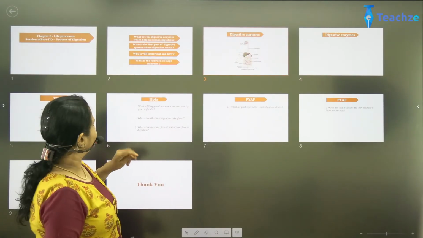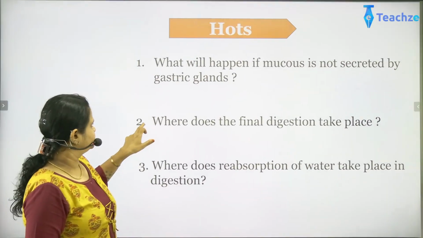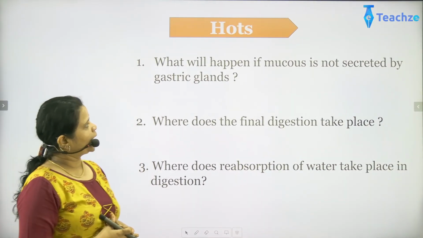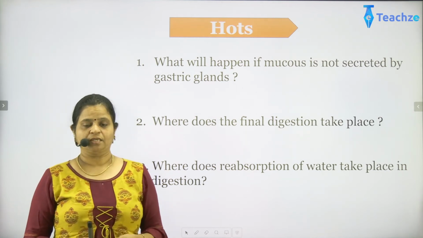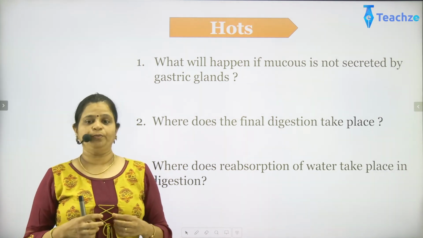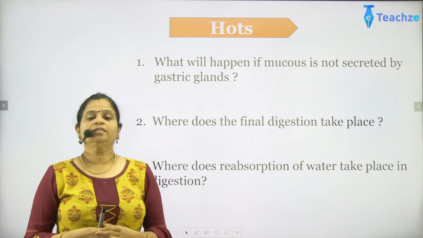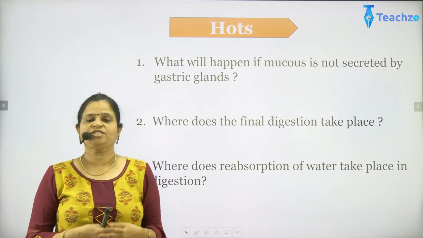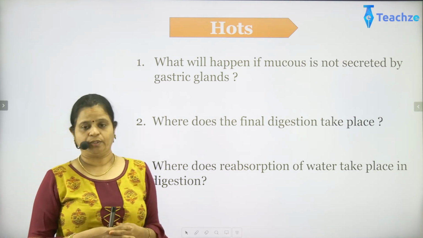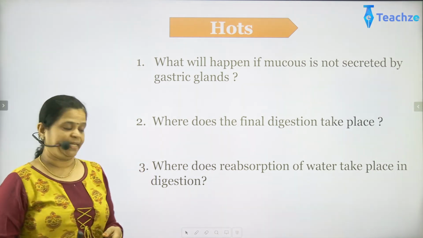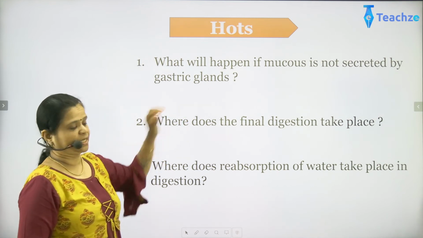Now coming to a few questions we will be taking up. What will happen if mucus is not secreted by the gastric glands? We have already understood that if the mucus layer is not present, the walls of the stomach have high chances of getting ruptured, and then they might turn into ulcers called bleeding ulcers. Now that will be the first answer.